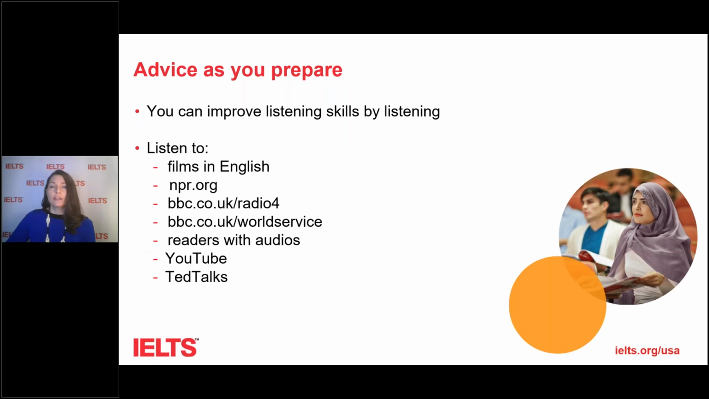And as you're preparing, the way to improve listening skills is really by listening. There's no magic way around it. So I encourage you to listen to a variety of accents, not just American or British accents. I recommend listening to films in English. NPR has a number of radio programs, and they often feature people from all over the world. BBC as well. Or there are readers with audios that you can purchase online, or that you can find online for free as well. And then YouTube and TED Talks are a great place to find lectures.